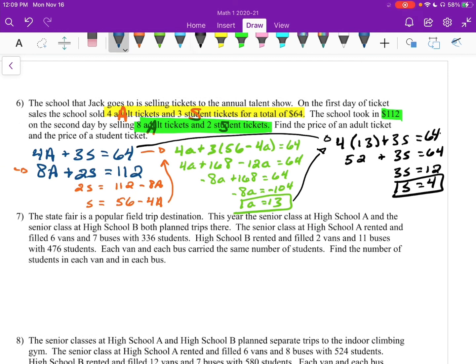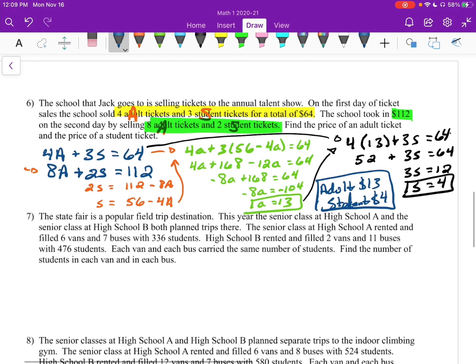So I can say, well, the adult is $13, the student is $4. All right, there we are.